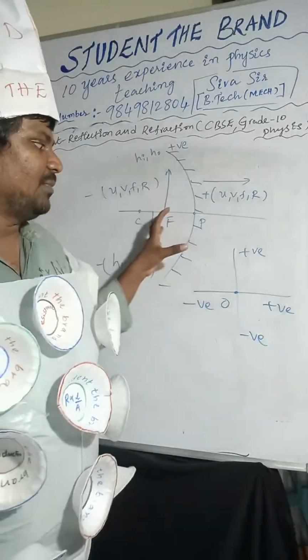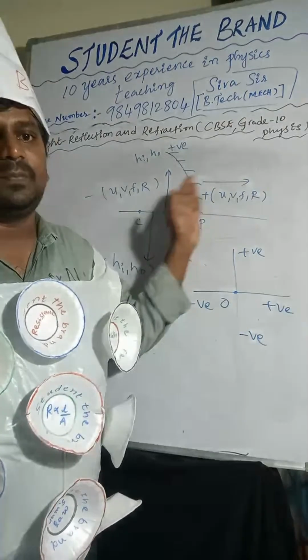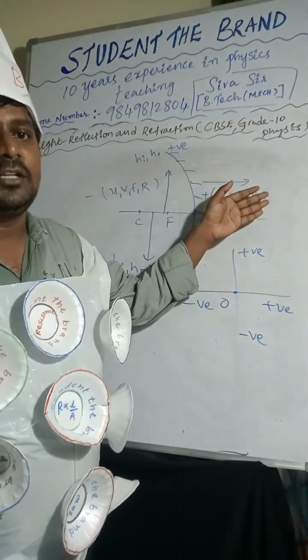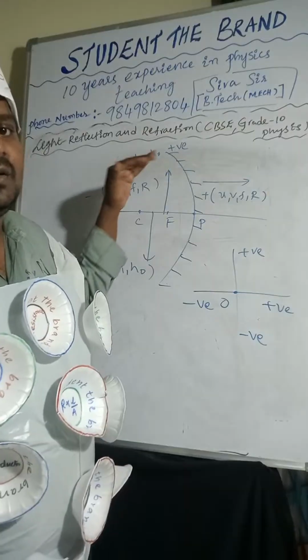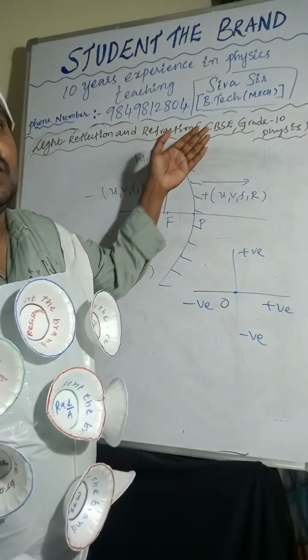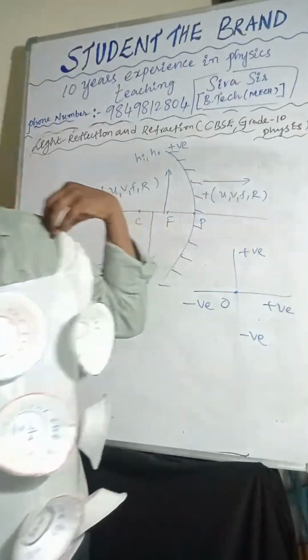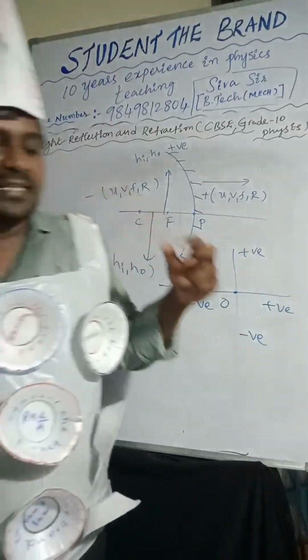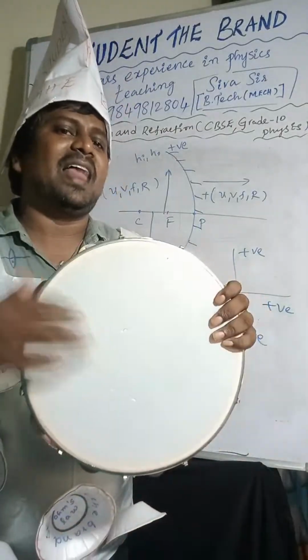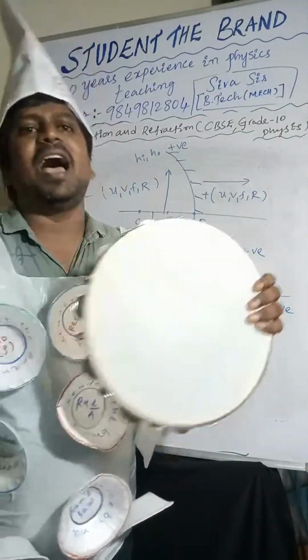So this is about sign convention. All distances are measured from the pole. In the direction of incident is positive, opposite to incident is negative, above the principal axis positive, below the principal axis negative. Simple, easy.